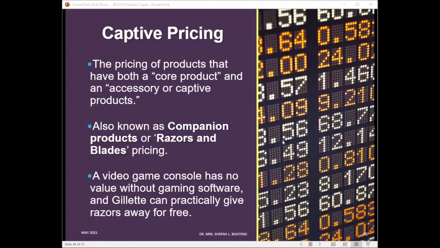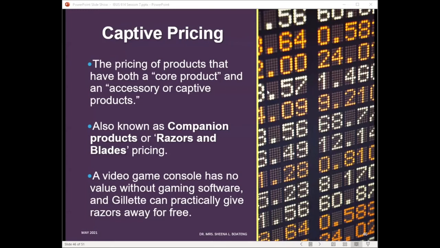Then we can talk about captive pricing. And this is a very smart form of pricing, where the pricing of the products are done based on how they come in the form of a bundle. So you realize that certain products are in bundled form such that you need other products in order to use them.